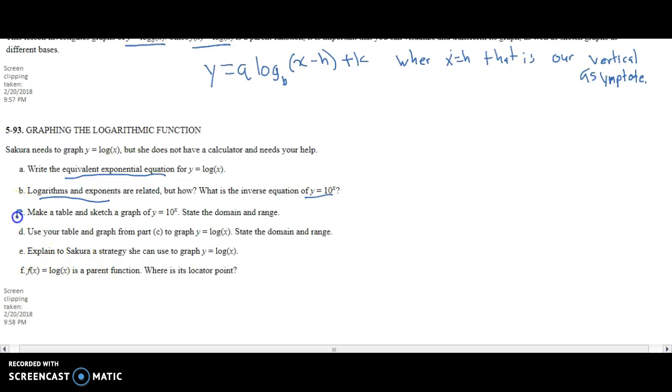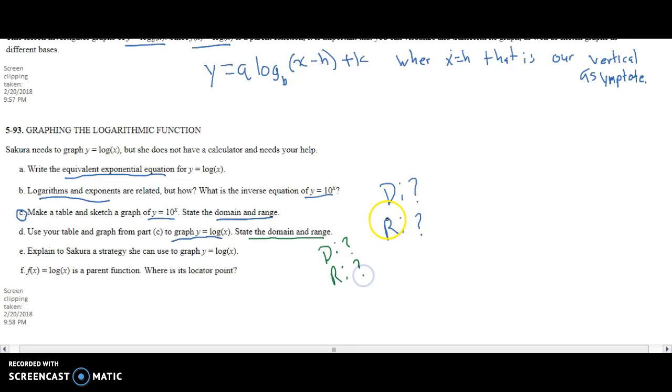Now part C, at this point you may want to grab some graphing paper. It wants you to make a sketch of the graph y equals 10 to the x. It also wants you to state the domain and range. So what is going to be your domain? What is going to be your range for y equals 10 to the x? Once you have that done, you can move to part D and use that table and graph that you have just made to graph y equals log x. And once you have that, what is the domain and range here?